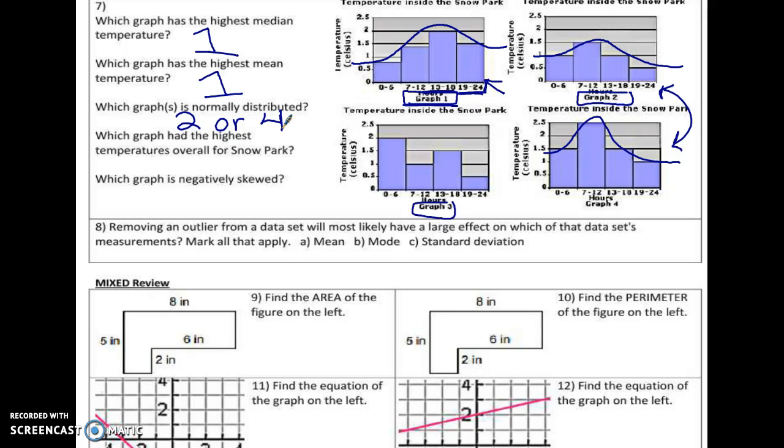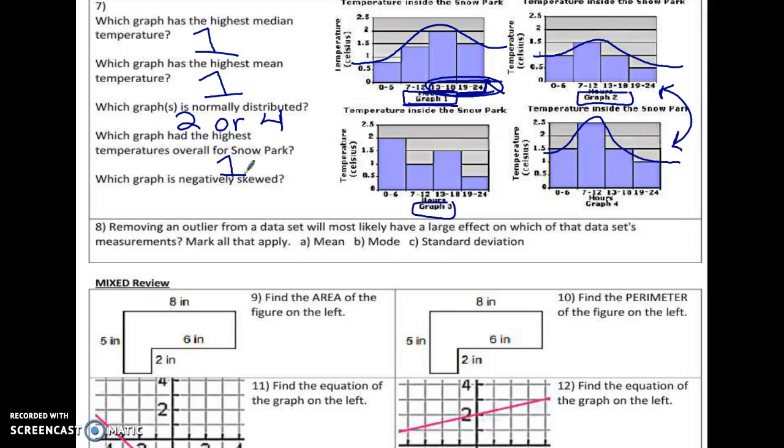Which graph has had the highest temperature overall for Snow Park? Again, highest temperatures overall. So which one has scores that are going to be in the most or the highest range? So we got 13 to 18, 19 to 24. And the temperatures were the highest there in graph 1 again.